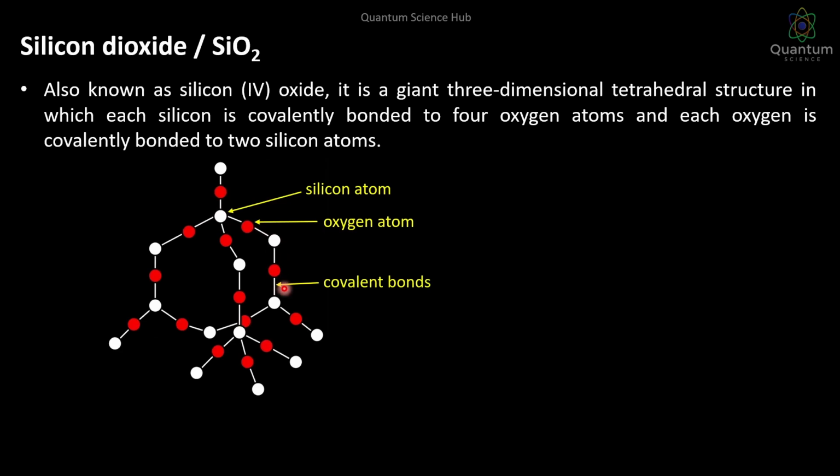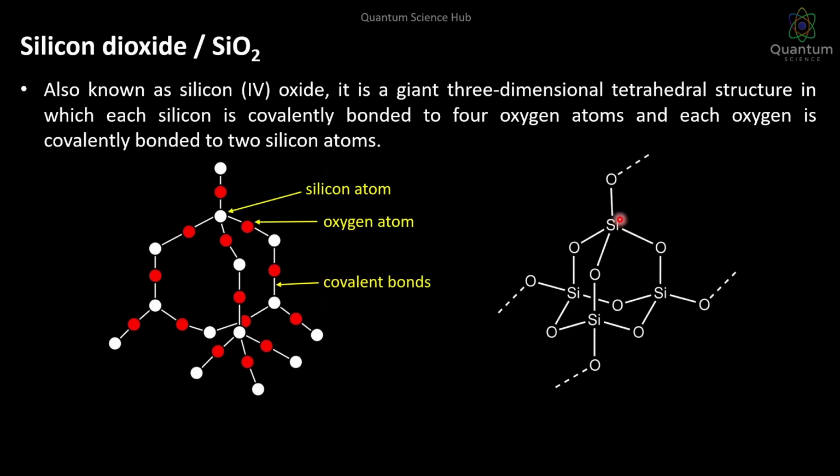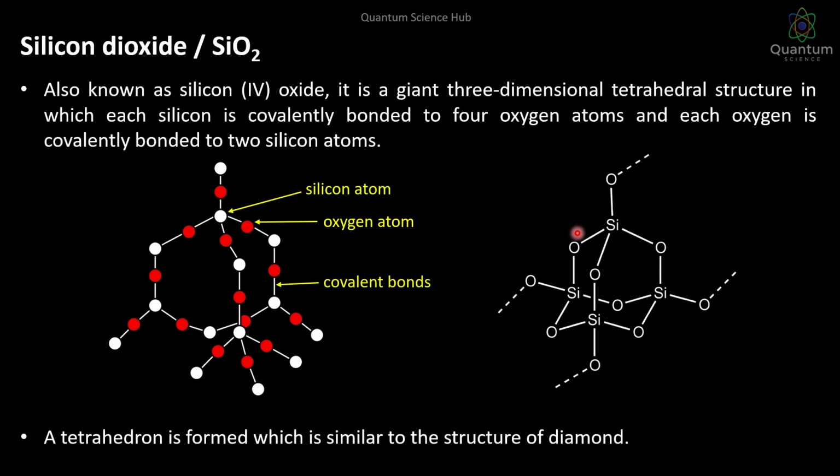Okay, this line here represents the covalent bonds between the atoms. And here is the structure, so it's gonna be easier for you to understand. So from here, we know a tetrahedron is formed which is similar to the structure of diamond. So I can say the structure of silicon dioxide is exactly the same with diamond. The difference here is diamond only contains carbon element. So one carbon bonded to 4 other carbon atoms.